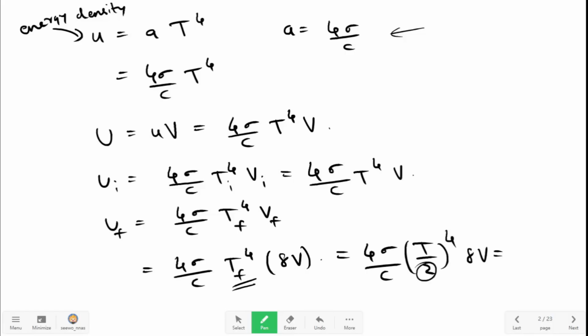now 2 raised to 4 is 16, 8 by 16 is 1 by 2, so we have 1 by 2 times 4 sigma by c T raised to 4 V, which is nothing but 2 sigma by c T raised to 4 V. Now Ui is given by equation 1, Uf is given by this value, 2 sigma by c T raised to 4 V. So let us find Ui minus Uf.